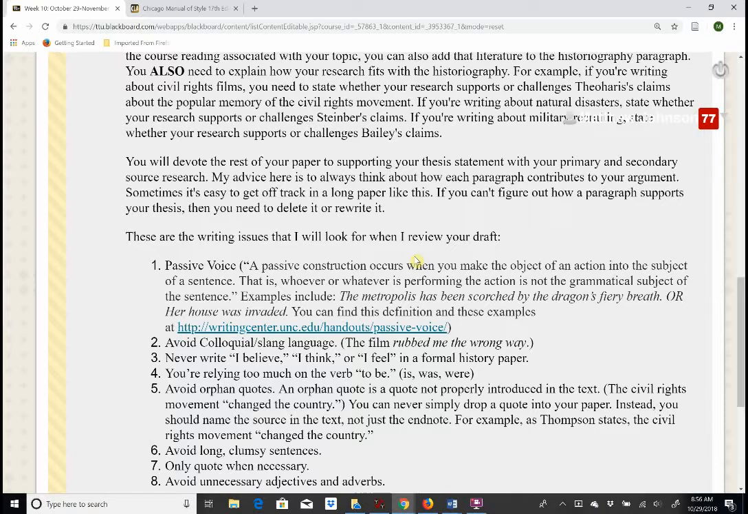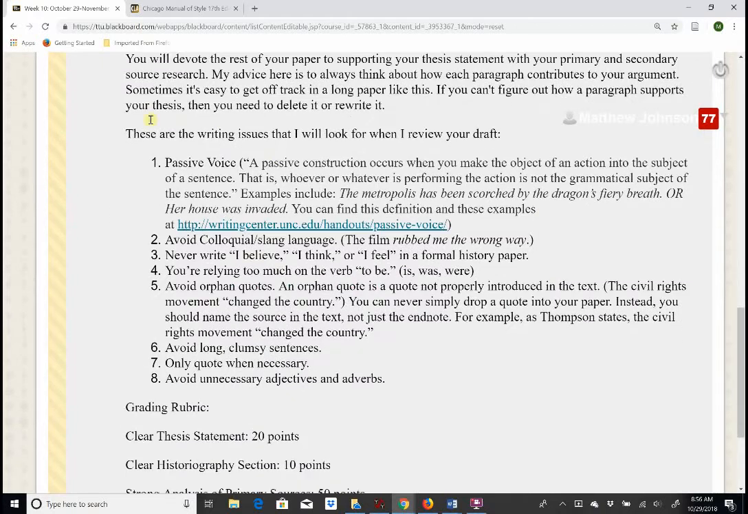Now, some of the writing issues that I'm going to look for in this draft. One of the things that I want you to get out of your writing is what we call passive voice.